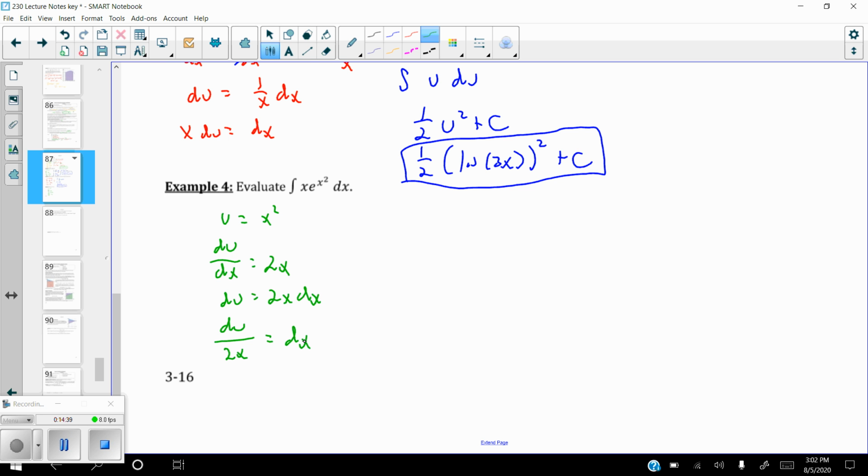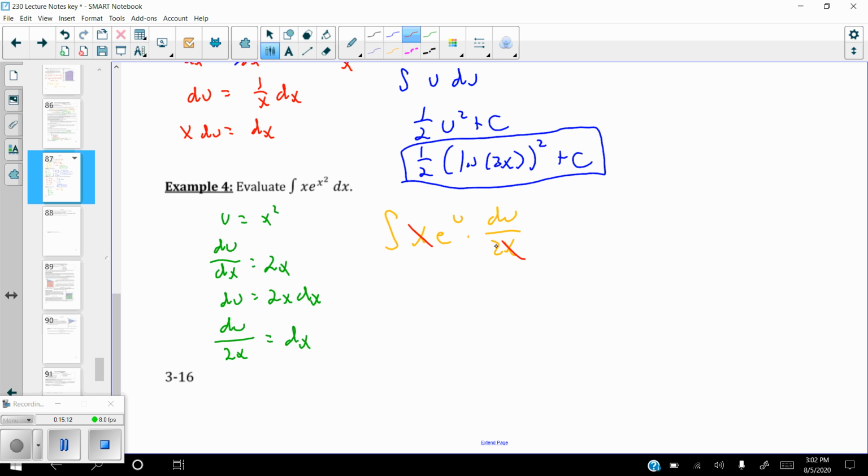Solves for dx for us. So now we can go ahead and integrate. So we'll get the integral of x e to the u times dx, which is du over 2x. And this is the first time we've seen this happen. The x and the 2x don't exactly match, but that's okay. The constant out in front doesn't matter as much, but these x's here had to go away.